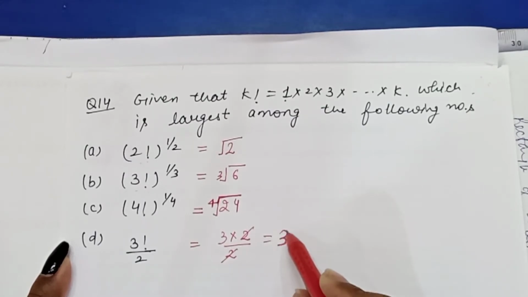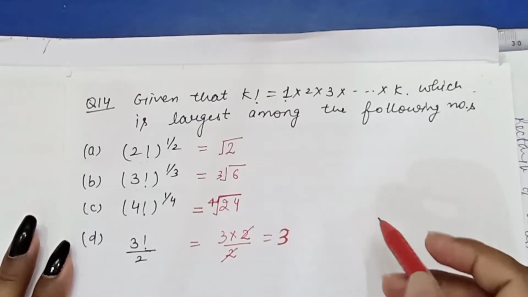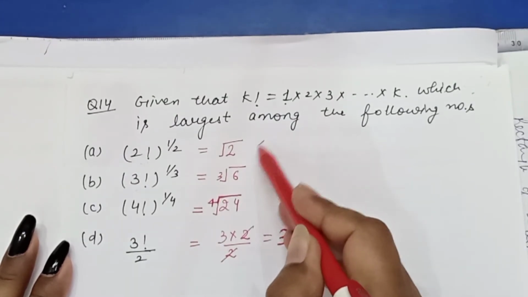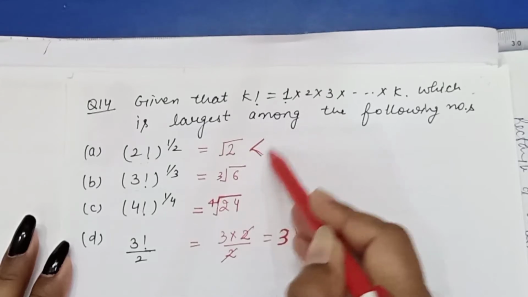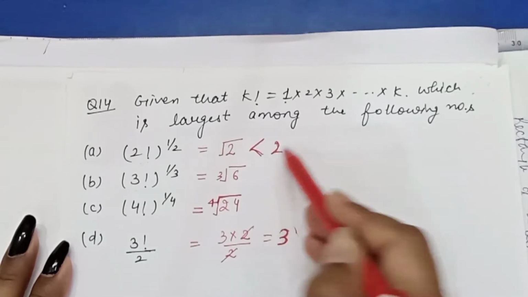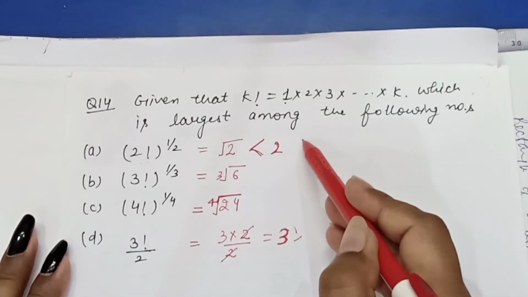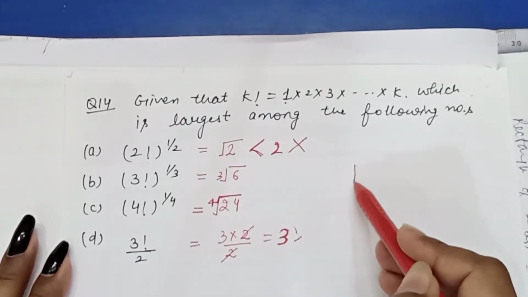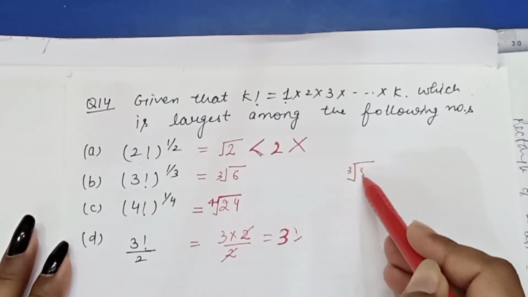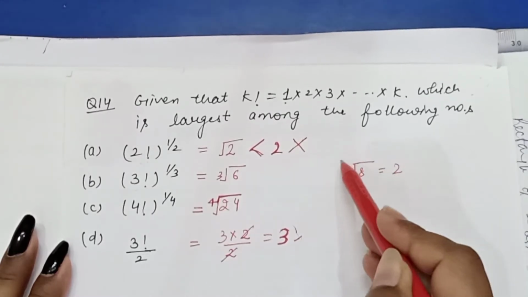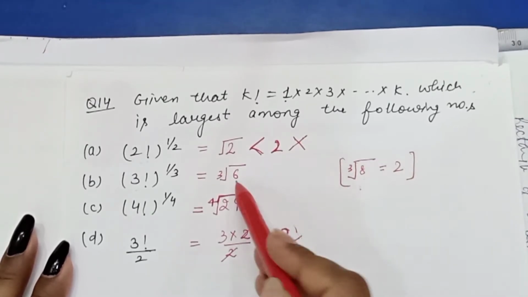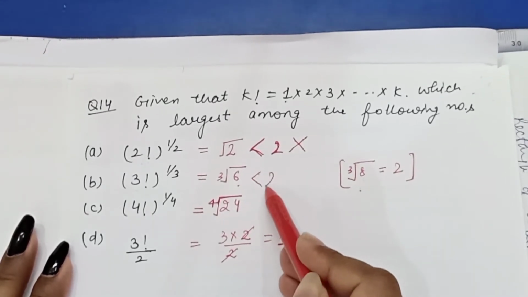Now we will compare all these options. As we know that square root 2 is less than 3. Okay, this is less than 3. Even this is less than 3. So 3 is the largest number. Next, as we know that cube root of 8 is 2, it means 6 is less than 8. That implies cube root of 6 is always less than 2.